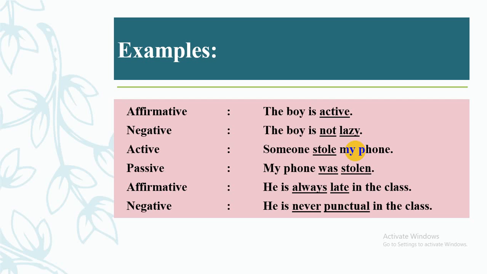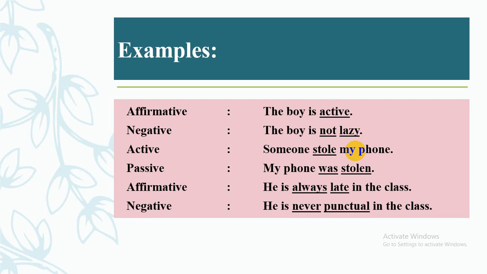Here never is a negative adverb, opposite of always, the adverb given in the first sentence. Late is the modifying word, so the opposite of late is punctual. That's why punctual has been used in place of late in the sentence. So the meaning hasn't been changed, but only the structure has been changed.